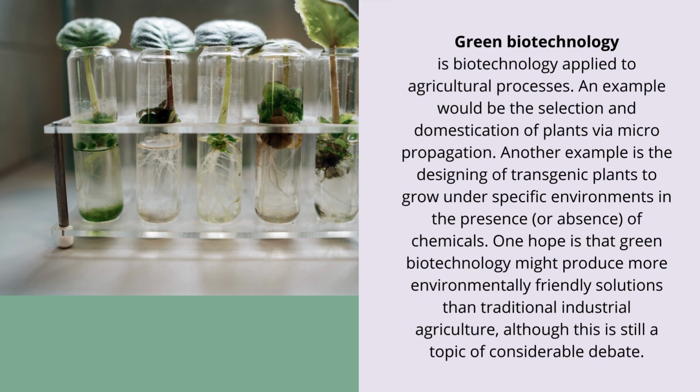Green biotechnology is biotechnology applied to agricultural processes. An example would be the selection and domestication of plants via micropropagation. Another example is the designing of transgenic plants to grow under specific environments in the presence of chemicals. One hope is that green biotechnology might produce more environmentally friendly solutions than traditional industrial agriculture, although this is still a topic of considerable debate.